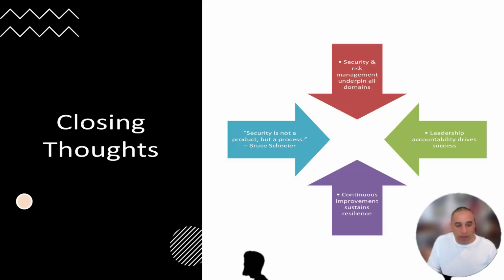As we wrap up today's session, let's reflect on the key messages. Security and risk management are foundational to every aspect of an organization's operations. They are not isolated functions, but underpin all domains, from IT and HR to finance and supply chain. Leadership accountability is crucial. Success in security starts at the top, with leaders setting the tone, allocating resources, and driving a culture of responsibility and vigilance.